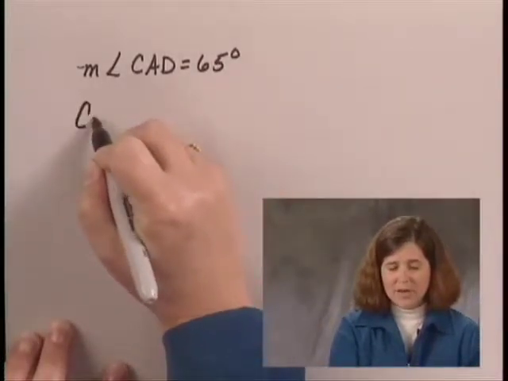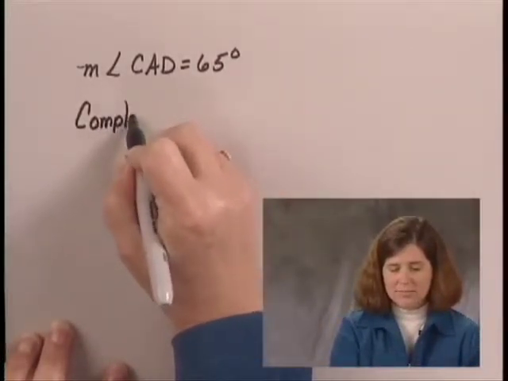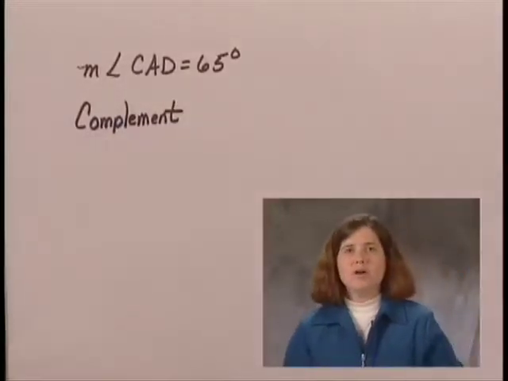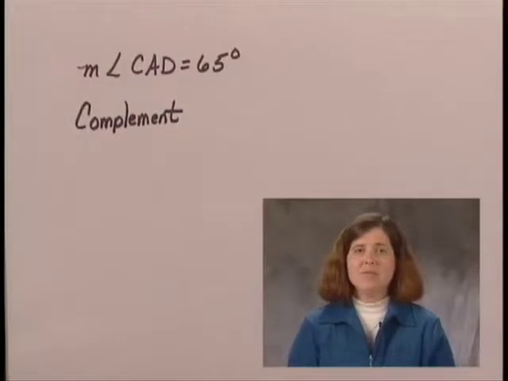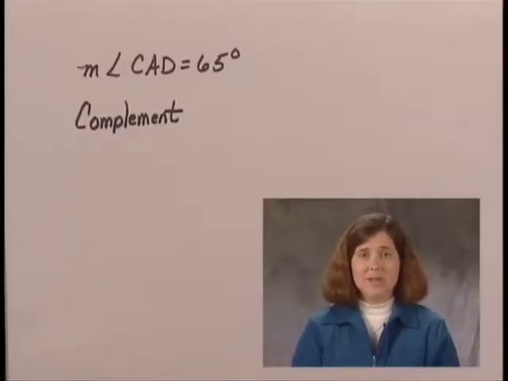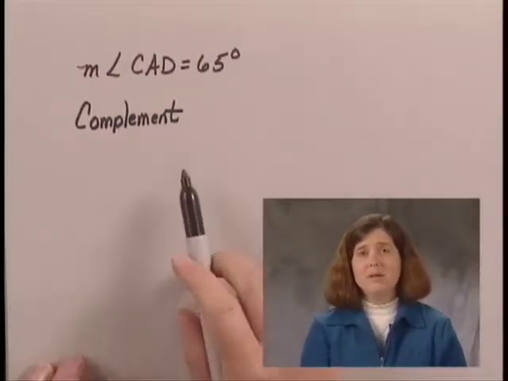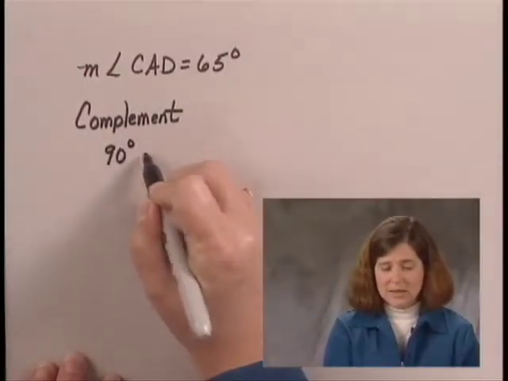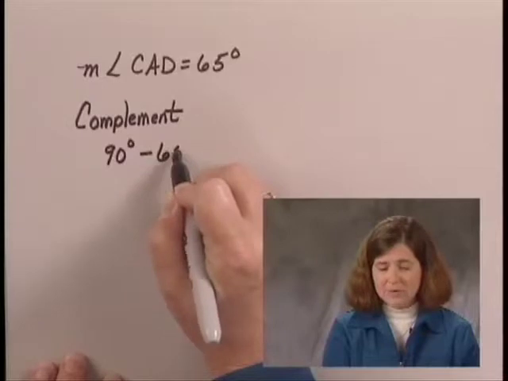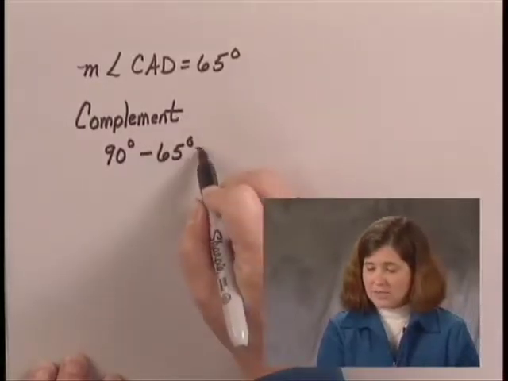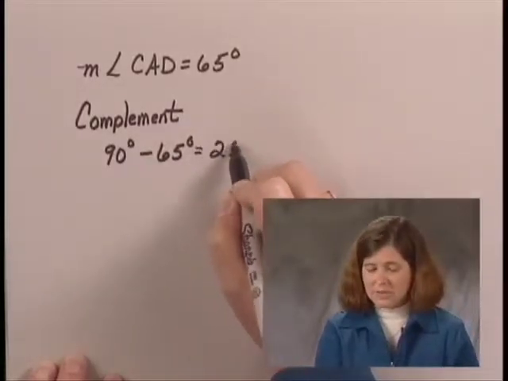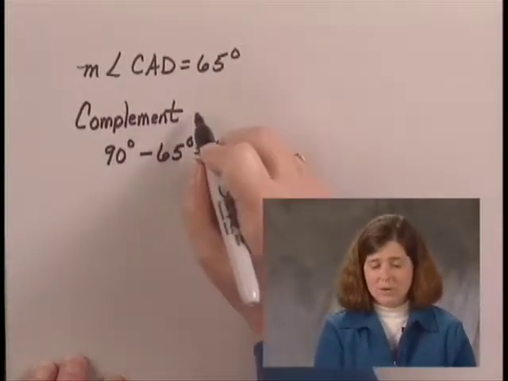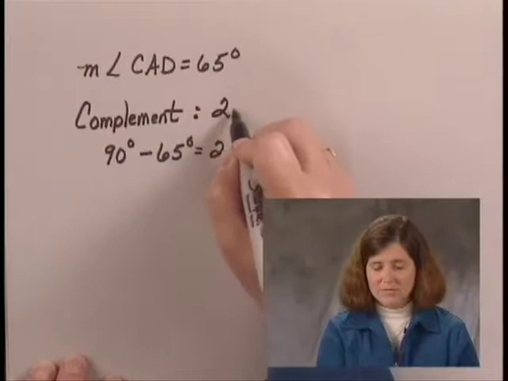Now we'll first find the complement of this angle. Two angles are complementary if the sum of their measures is 90 degrees. So in order to find the complement of angle CAD, we will take 90 degrees, subtract 65 degrees, and that gives us 25 degrees. So the measure of a complement of this angle would be 25 degrees.